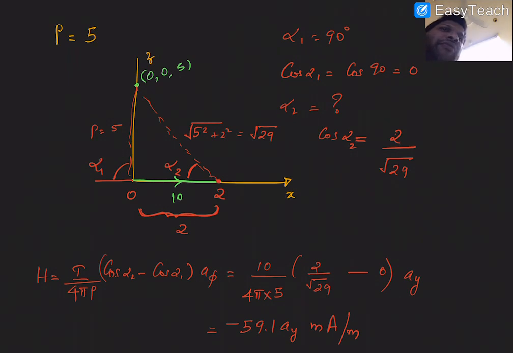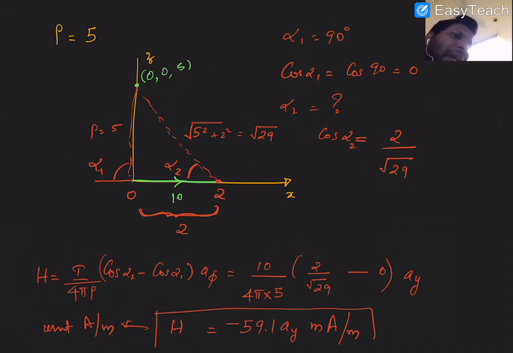So the unit of the magnetic field intensity is ampere per meter. Okay, so the unit is ampere per meter. So I hope it is clear. And there is a milli here. Milli means, you know, 10 power minus 3. Okay, so this is the answer. I hope the problem is clear to you. Thank you.